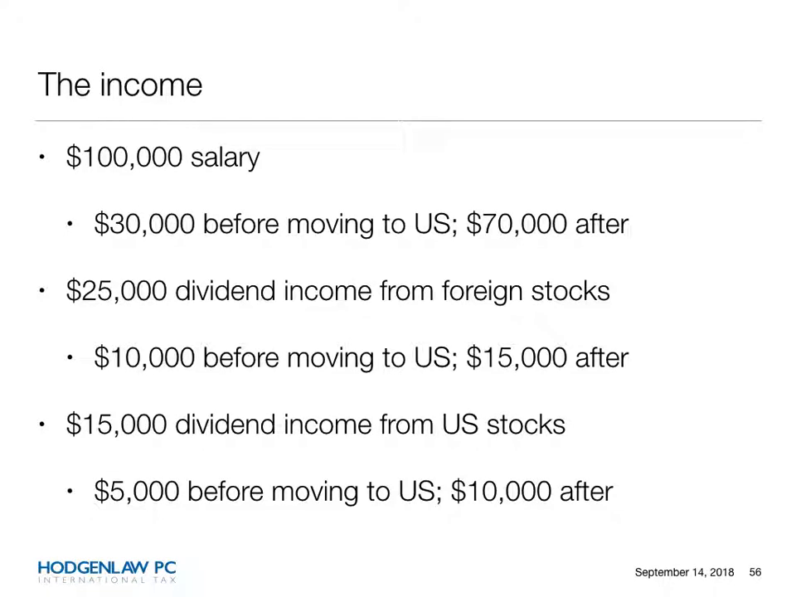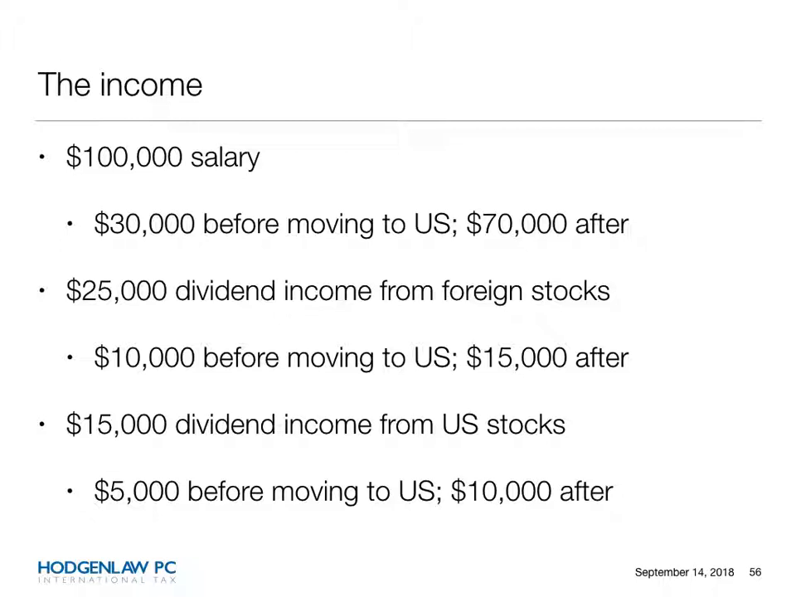In terms of income, let's assume he made $100,000 through a salary. $30,000 was before moving to the US, and since sourcing rules are based on where you did the services, this $30,000 will be foreign source income. And then $70,000 after moving to the US will be considered US source income.